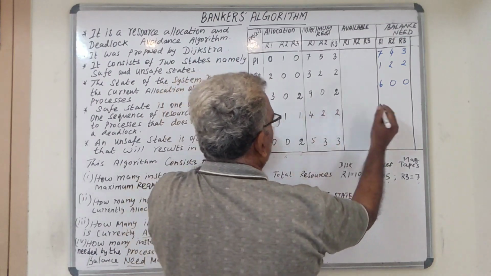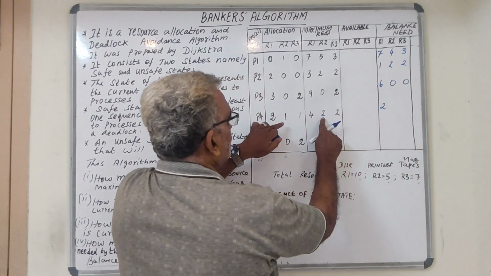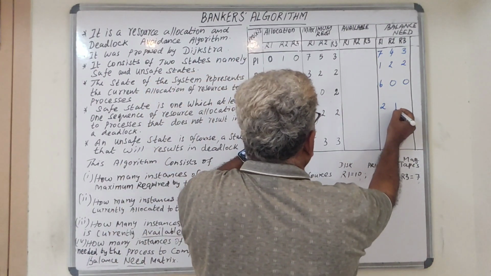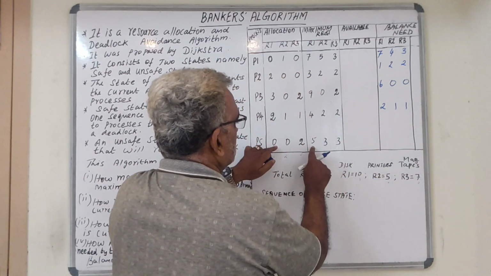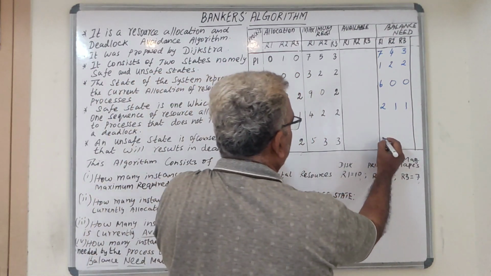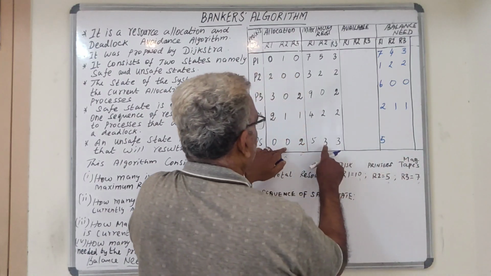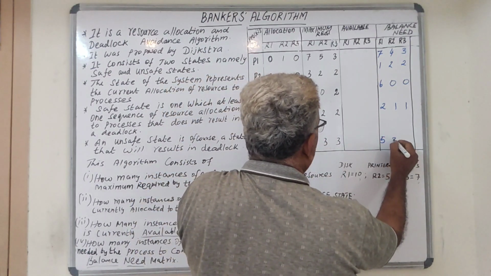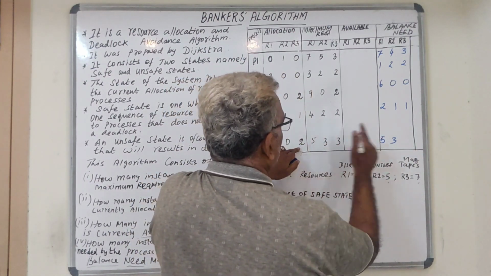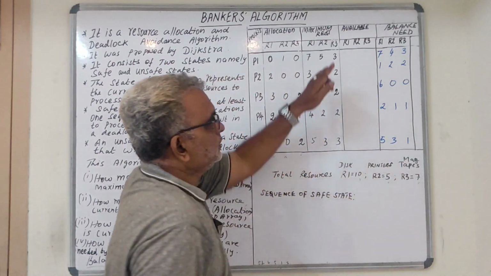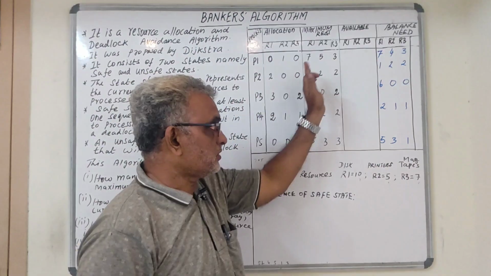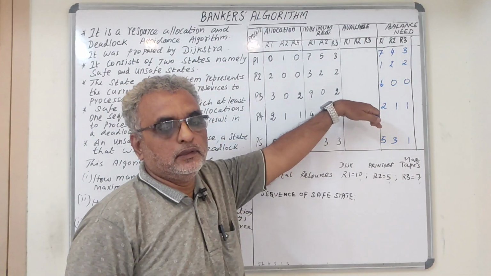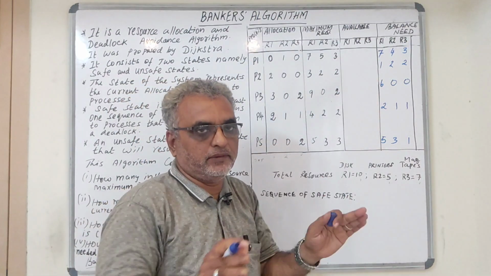Similarly 4 minus 2, it is 2. 2 minus 1, it is 1. 2 minus 1, again it is 1. 5 minus 0, it is 5. 3 minus 0, it is 3. 3 minus 2, it is 1. So this is the balance, that is what the processes actually require in order to complete fully.